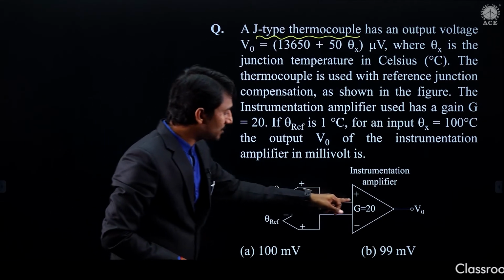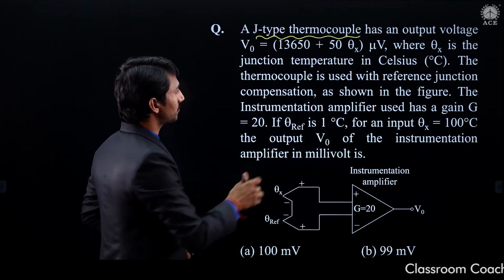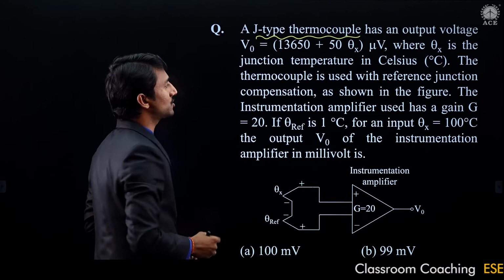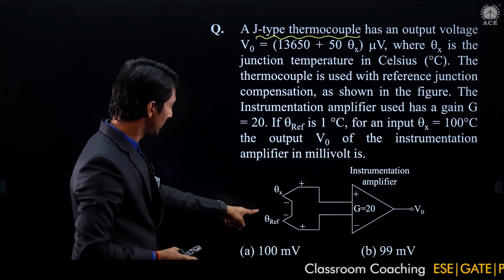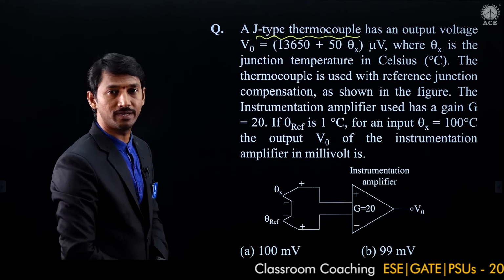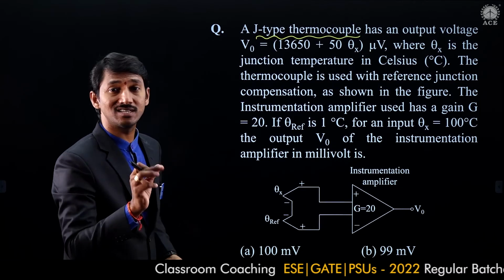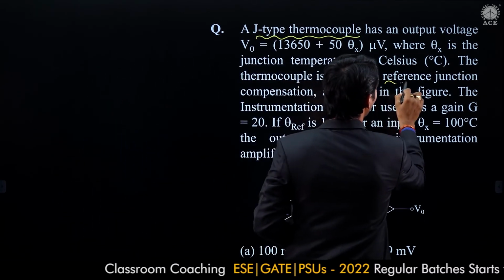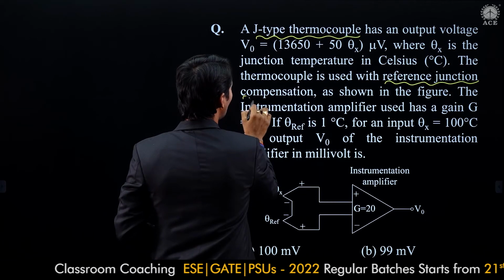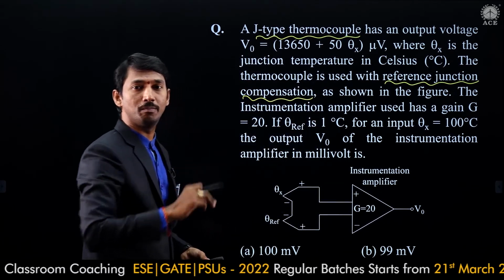Sir, what is G? Let us see the question. Where theta x is the junction temperature in degrees Celsius. Theta x is the junction temperature. The thermocouple is used with reference junction compensation. Yes, they are using the thermocouple with reference junction compensation.